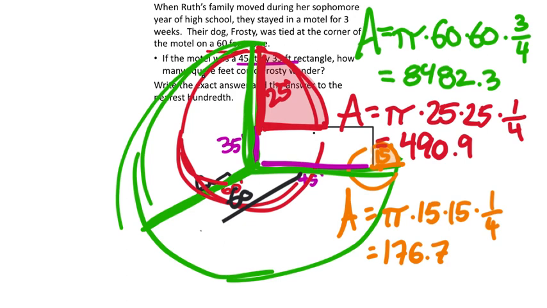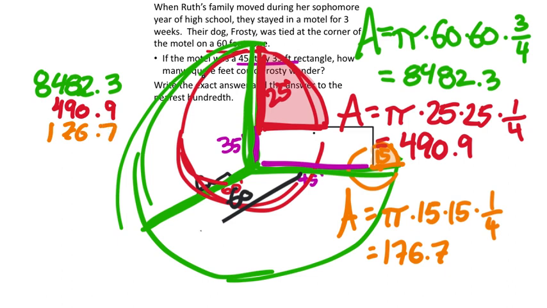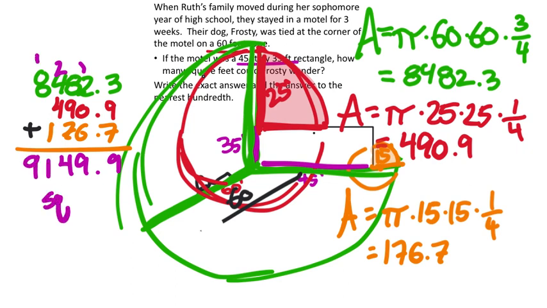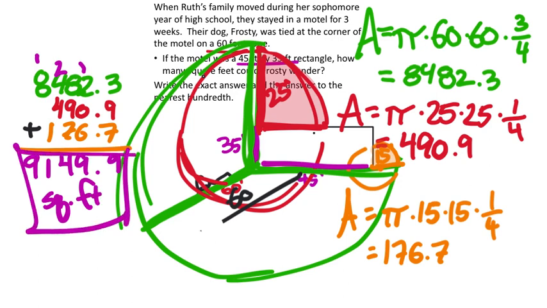So to figure out the amount of area that old Frosty can cover, we're going to take that 8,482.3 and also the 490.9 and the 176.7. Just going to add these together. And that will tell me the total amount of area that old Frosty here can cover. So 3 and a 10 and a 9, carry the 1 is a 9. Well, it's a 15 and a 4 and a 2, a 10 and 11, 9,149.9, again, square feet. Make sure you label that right there. But that would be the total amount of area.